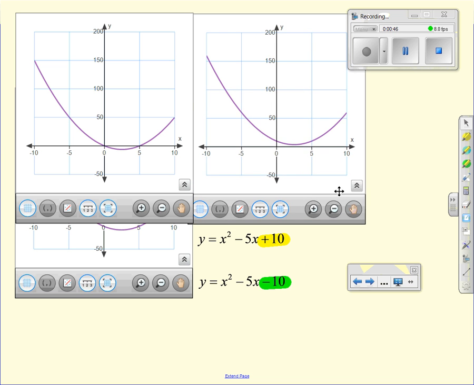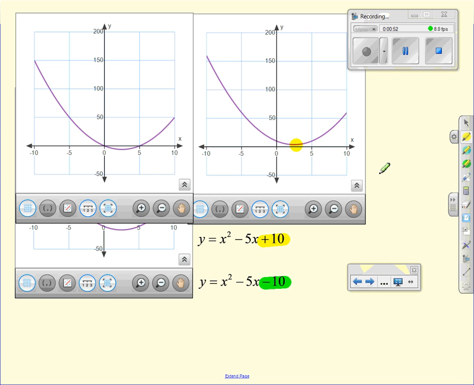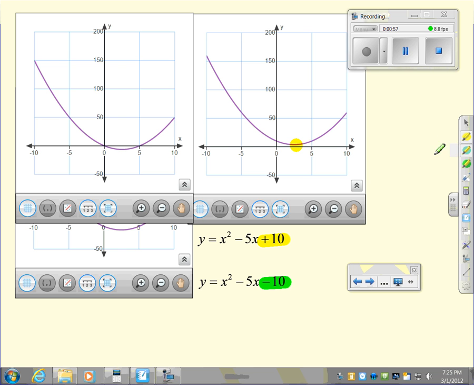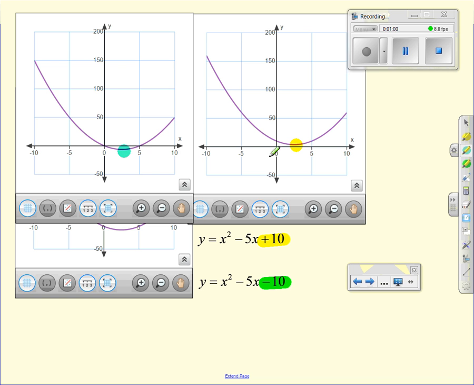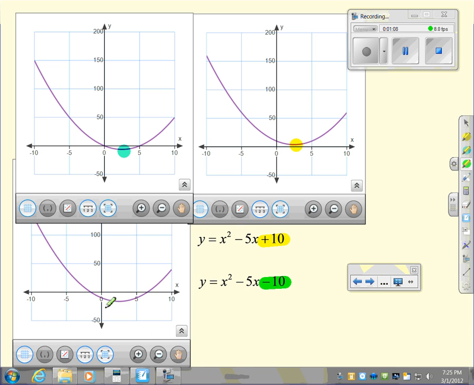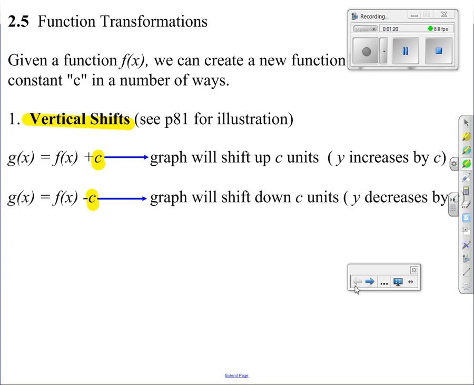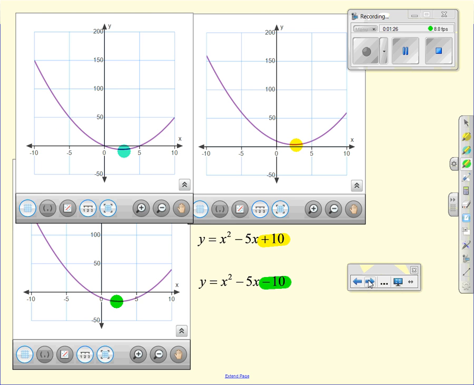We see that comparing this graph to the original graph and using the vertex as a reference, there is the vertex for the shifted graph, and this is the vertex for the original graph. It has moved up, and it's moved up 10 units because the C value is plus 10. If we look at the third graph, which is down here, and we look at its vertex, it has been moved down 10. A vertical shift is when the graph moves up or down, and that's the only part of it that changes. So this value, if it's added or subtracted at the end of a function, changes the y value by the amount that it is.